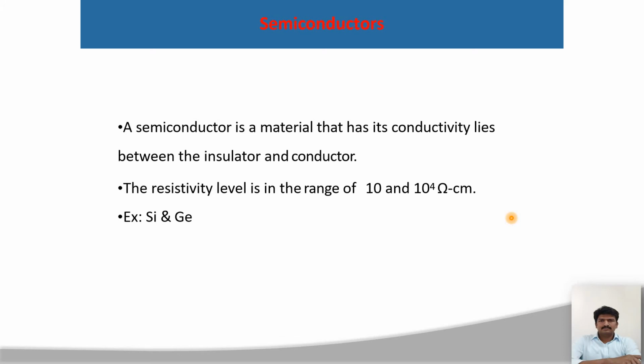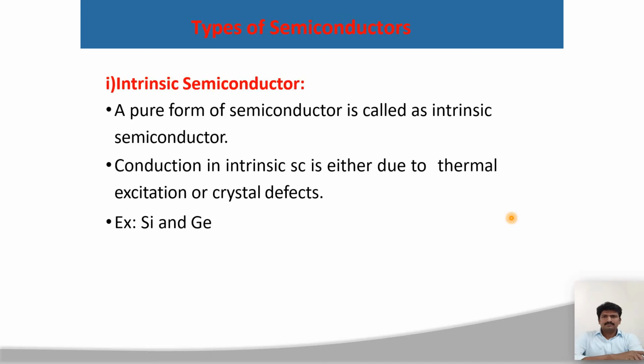A semiconductor is a material whose conductivity lies between the insulator and the conductor. The resistivity is in the range of 10 to 10 to the power of 4 ohm centimeter. Examples of semiconductor materials are silicon and germanium. Now, the types of semiconductor materials.